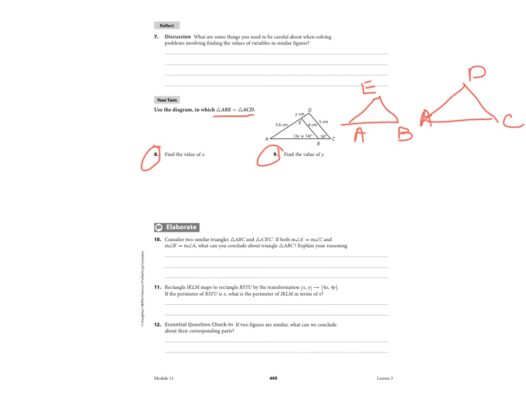Keep in mind that this length right here, AD, is going to be the sum of the two pieces, the two segment lengths that you see there. So it'll be 5.6 plus y will be the length of that one.